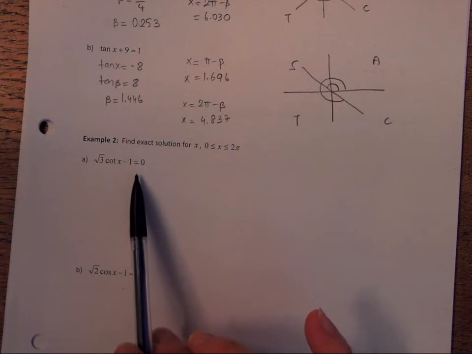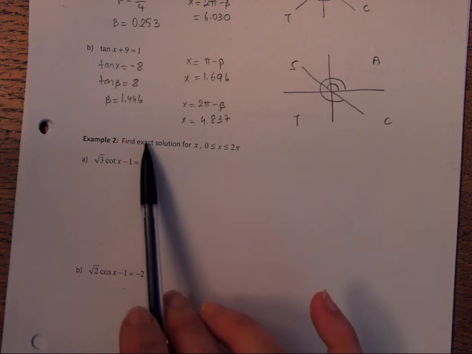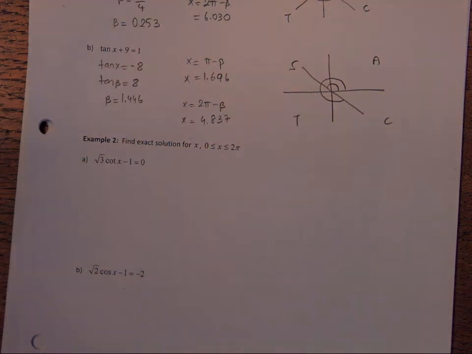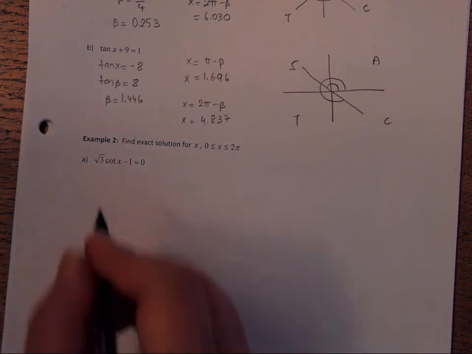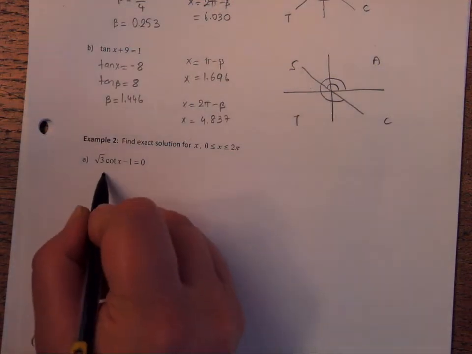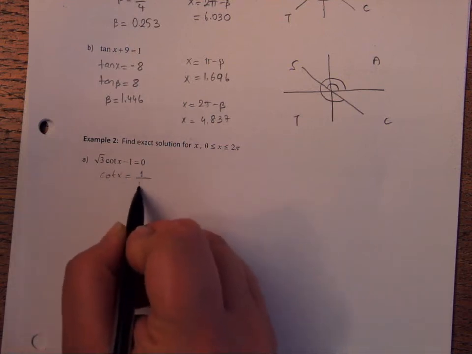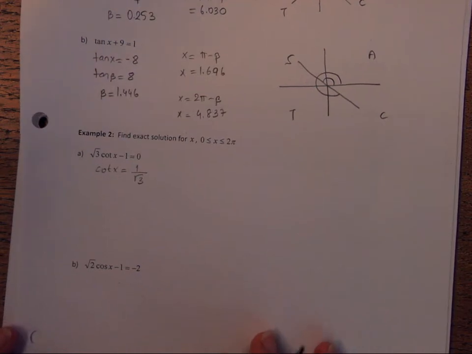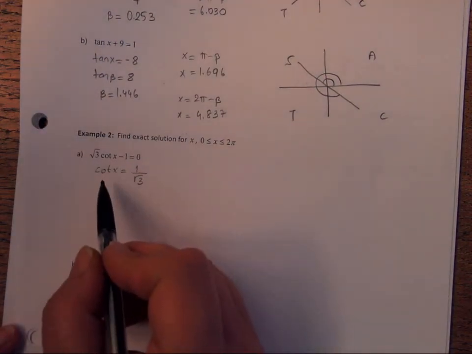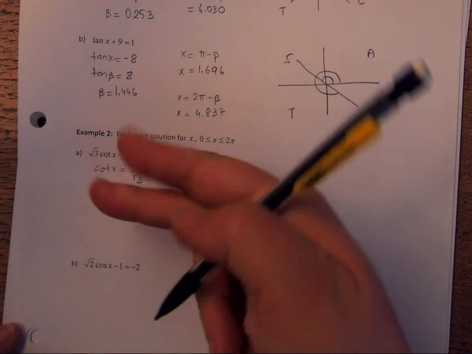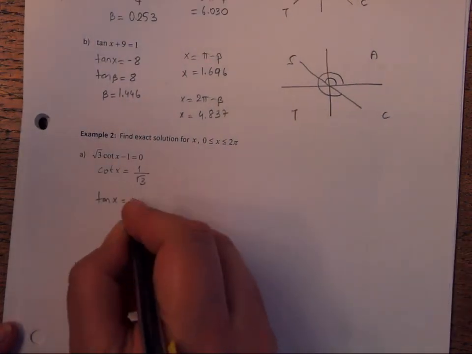Okay, so next question, again solving linear trig equations, but this time it says find exact solutions, which means the angles that you will get will be special angles. So again same idea, isolate the ratio, so you get 1 over root 3. Well, we can't work with the cotangent, right? You have to get the tangent. So tangent x, just flip the fraction, you will get root 3 over 1, which is root 3.